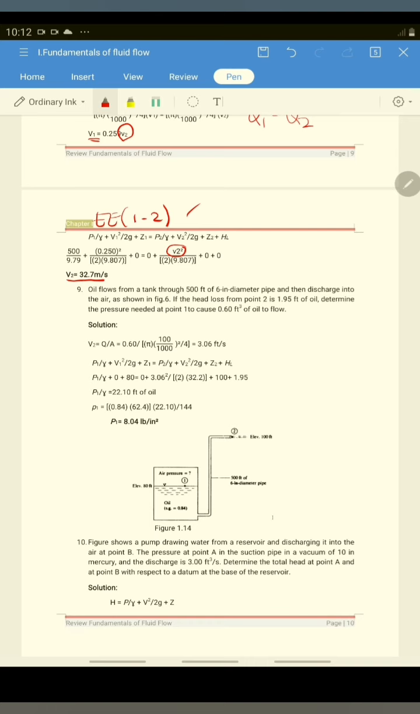For number 9, oil flows from a tank through 500 feet of 6 inch diameter pipe, then discharges into the air. If the head loss from point 1 to point 2 is 1.95 feet of oil, determine the pressure needed at point 1 to cause 0.60 cubic feet per second of oil to flow. Since Q is given and the diameter is given, you can get the velocity at point 2.